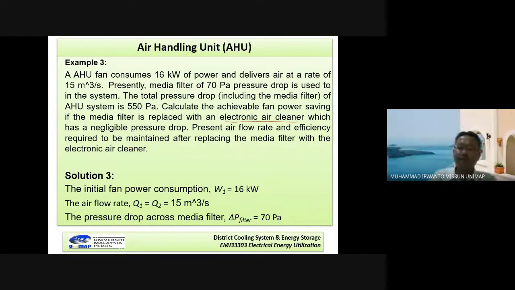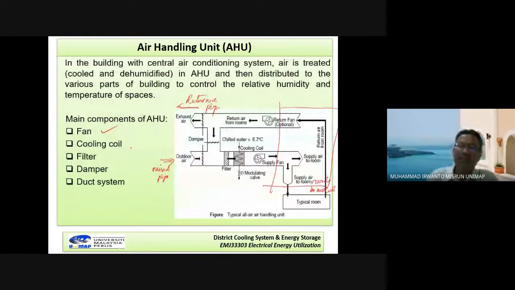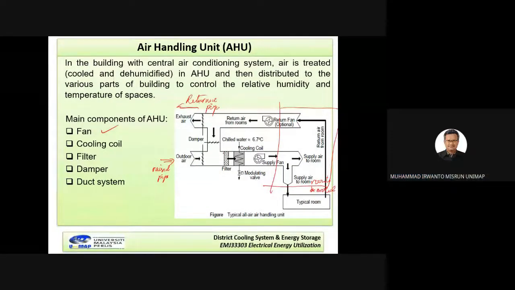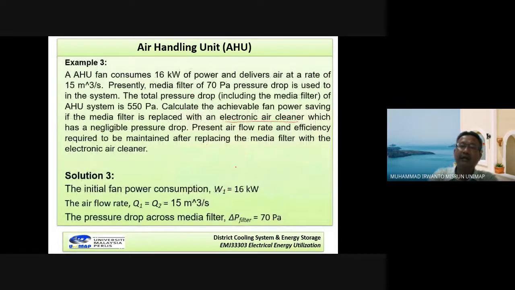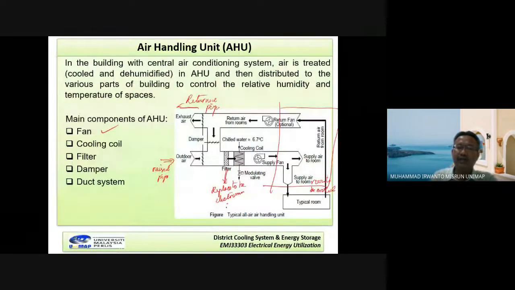This one, meaning, in the air handling unit, the first device uses this filter, and then this one will be replaced to be an electronic air cleaner. When this media filter is replaced with an electronic air cleaner, how much energy can be saved?